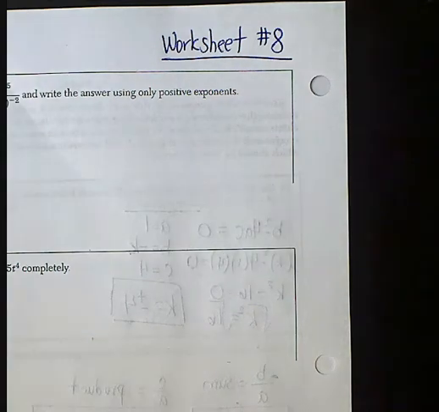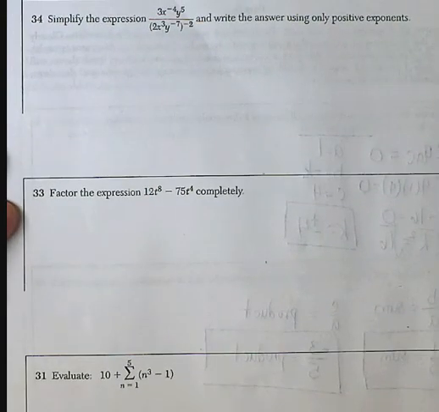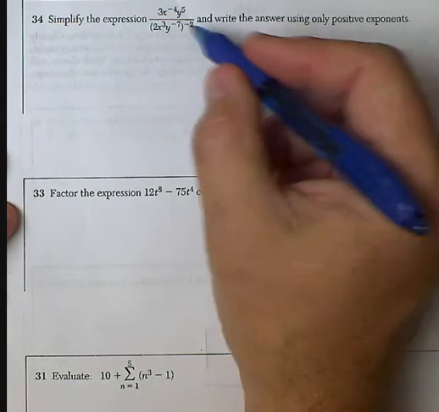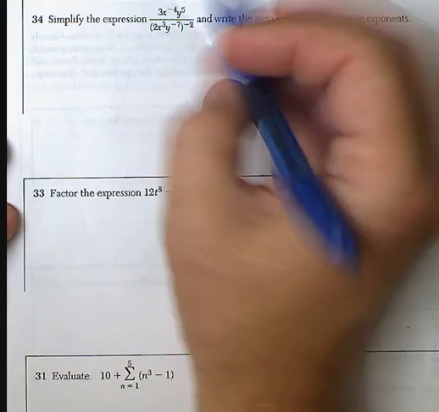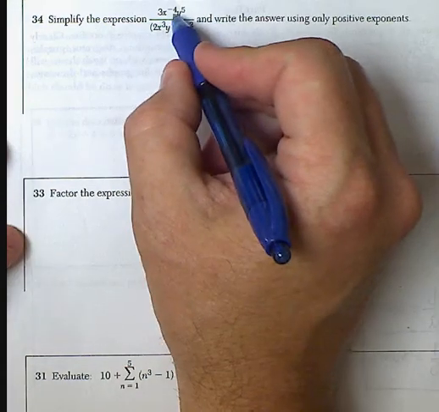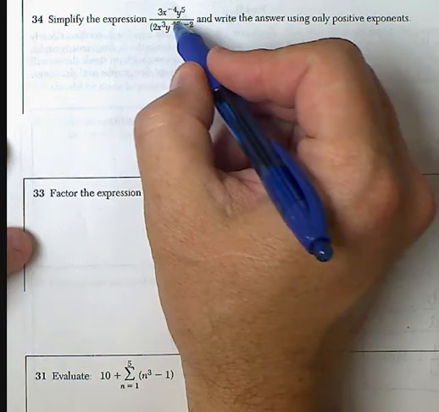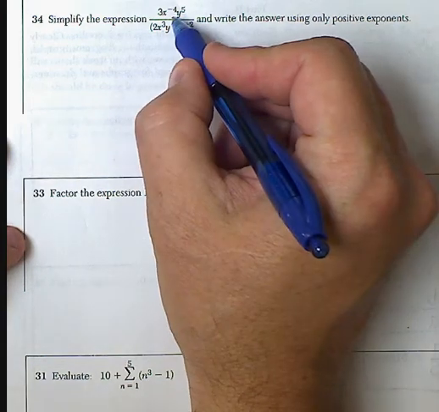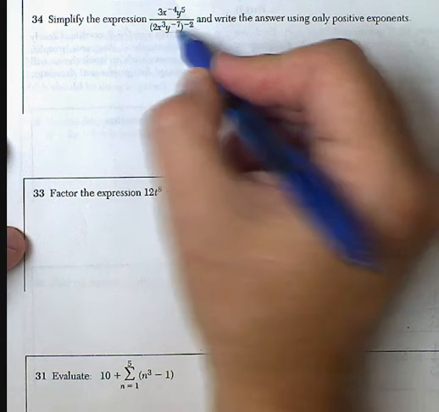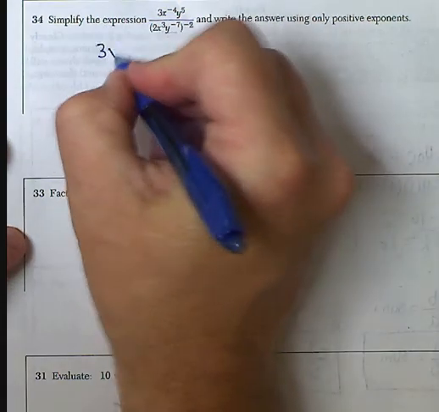Okay, worksheet number 8. First question involves simplifying the negative exponents and all this other neat stuff. So remember, if something's raised to the negative, it's telling you it's in the wrong part of the fraction. I guess the first thing I'm going to do is simplify this bottom piece. So I'm going to leave the top alone for right now.